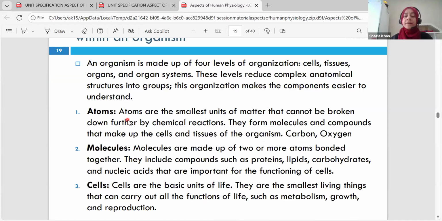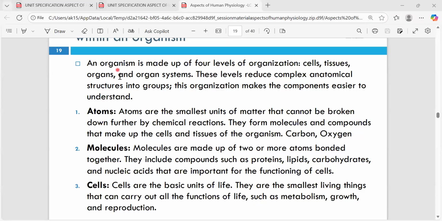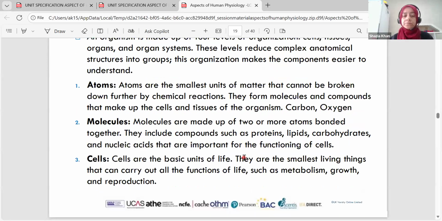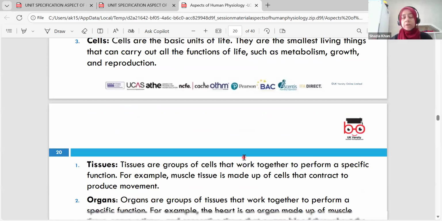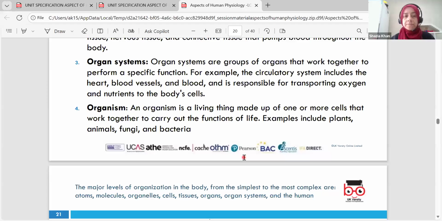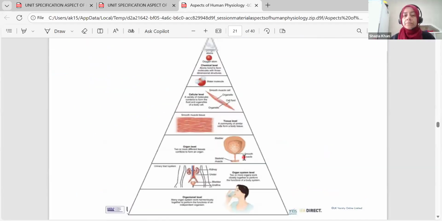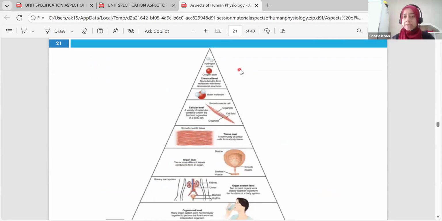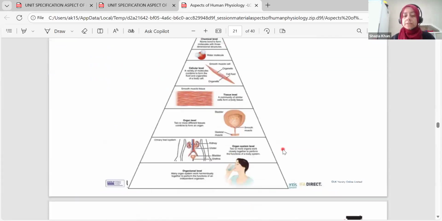Cells are even more complex than the molecules. The cell is the basic unit of life, and it is the smallest living thing that can carry out all functions of life, such as metabolism, growth, and reproduction. Then you have tissues, which are more complex. I will not go into details; I've talked a lot about it earlier. Then organs, which are more complex, then organ systems, and together they form an organism. This is how, starting from the atom, then the molecule, then the tissues, then the organ level, then the organ system.